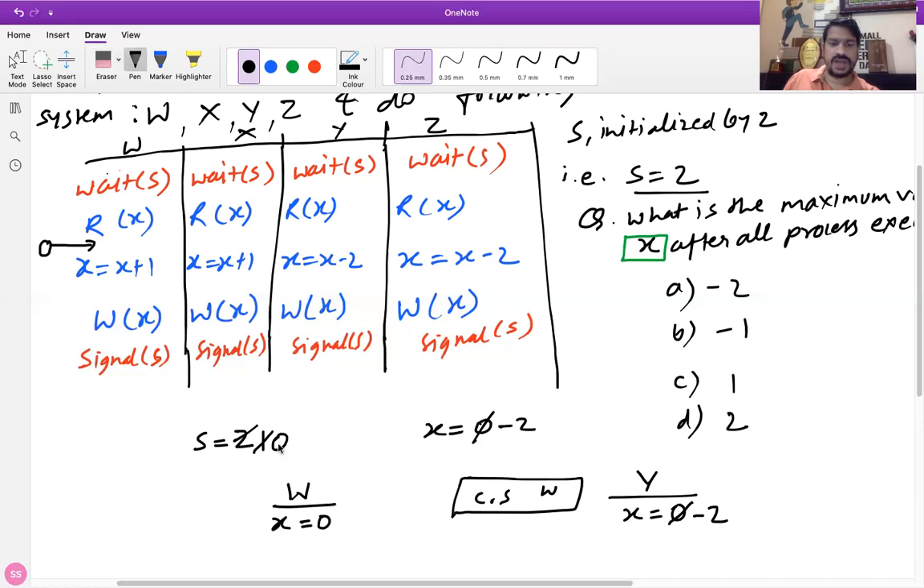So now this value of S, because signal has been called, the value of S will become 1. Now once the signal of S will become 1, can other process execute? Yes, other process will also execute.